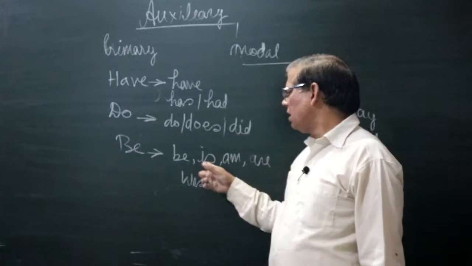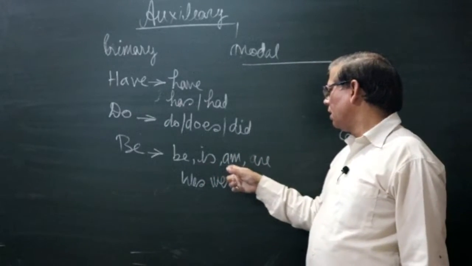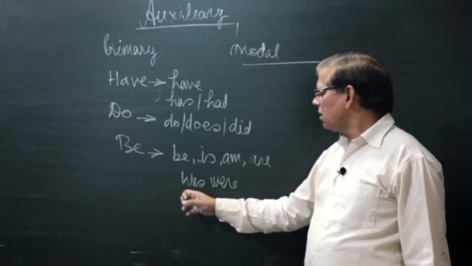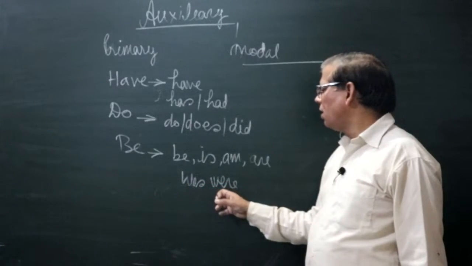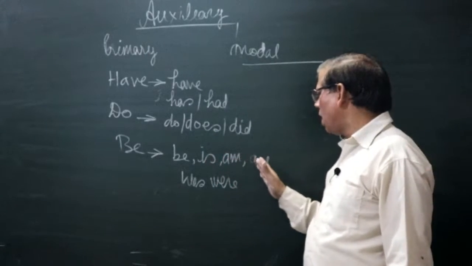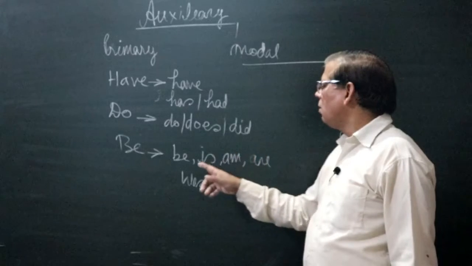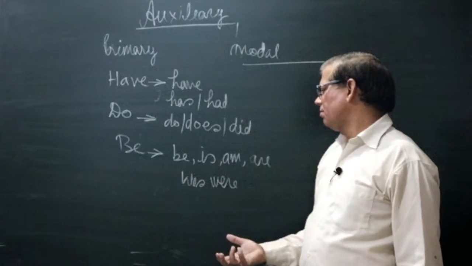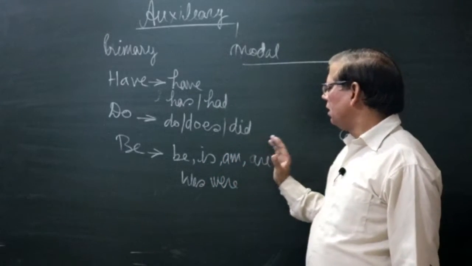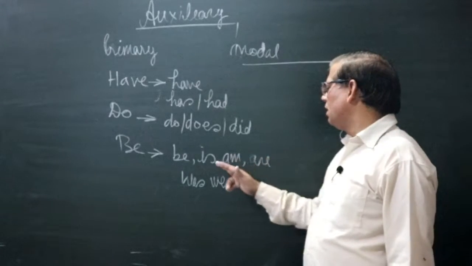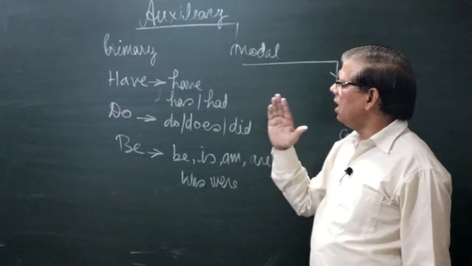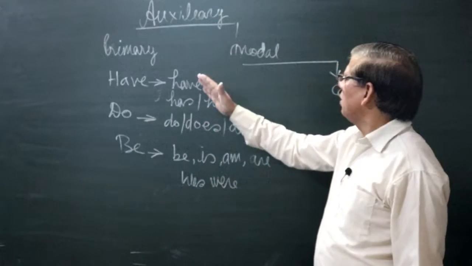In the same way, he is a doctor, I am a teacher, they are students, he was a doctor, they were in the garden. In all these sentences, is, am, are, was, were are main verbs. But if we say he is going there, I am coming from there, here coming and going are the main verbs, and is and am are the auxiliaries. So they act as auxiliary as well as main verb, so they are primary auxiliary.